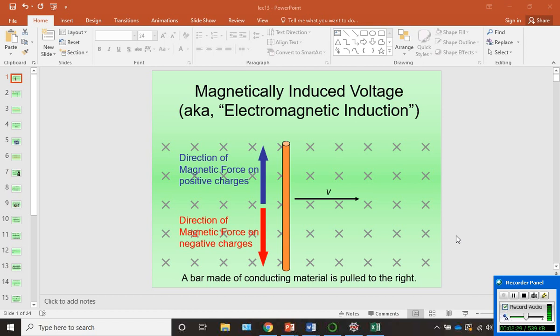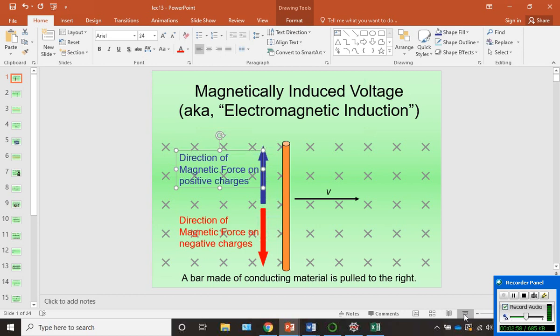So as this bar moves to the right in the plane of the screen, while there is a magnetic field pointing directly into the screen, the different charges that pre-exist inside the conducting material will start to separate from each other. The positive charges will be pushed up along the bar, and the negative charge will be pushed down along the bar.